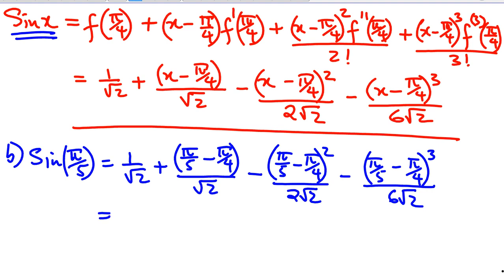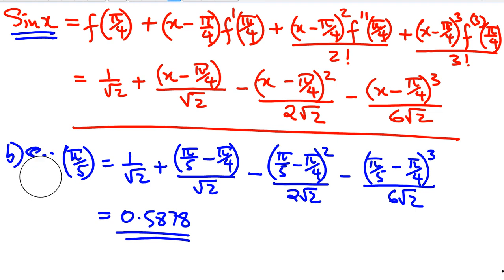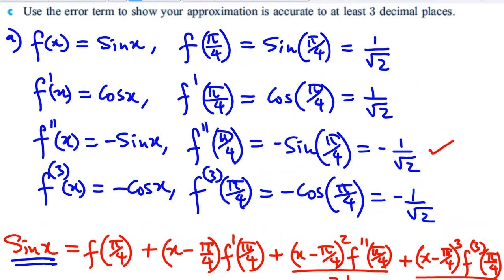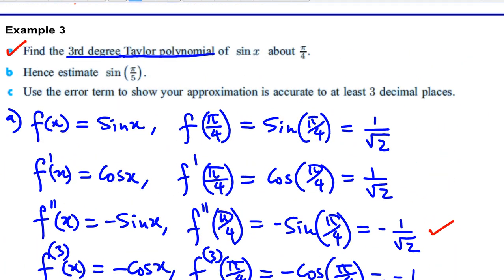And if you plug that in the calculator, that will give us 0.5878. All right. Let me just write this properly. Okay. So we are done with B.